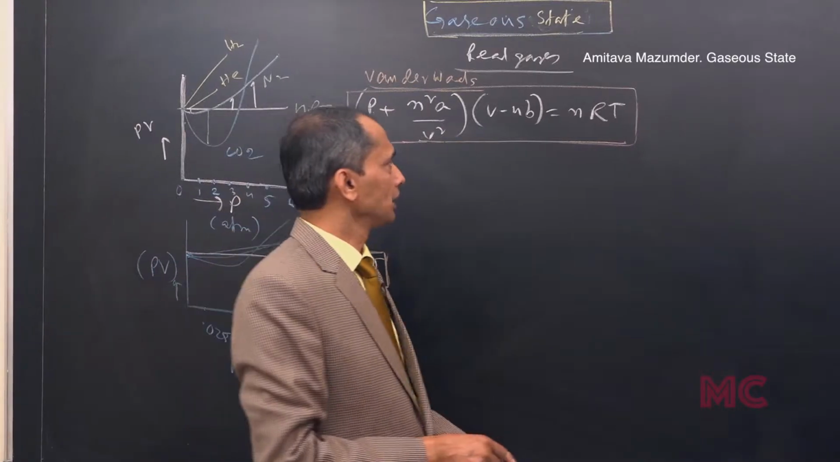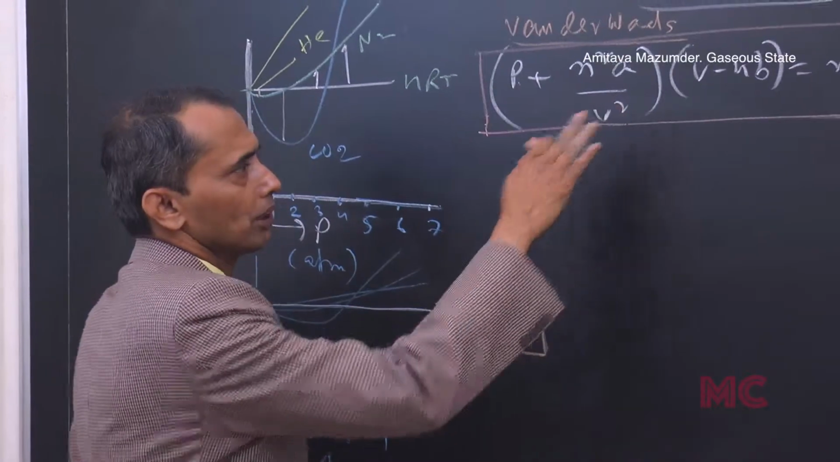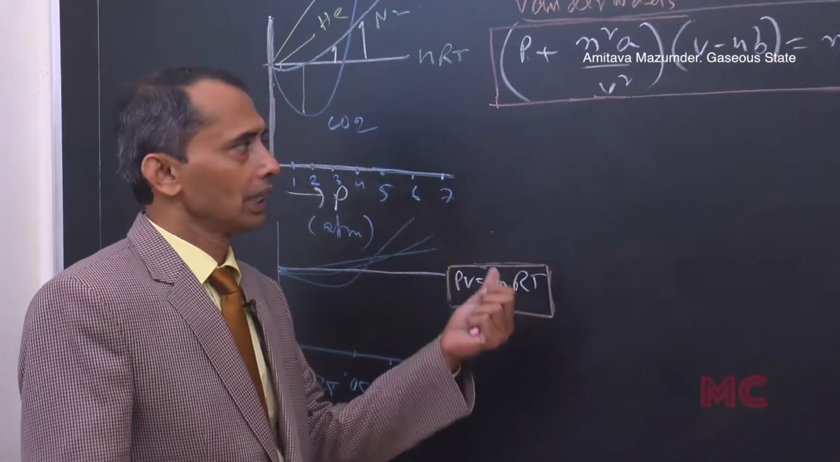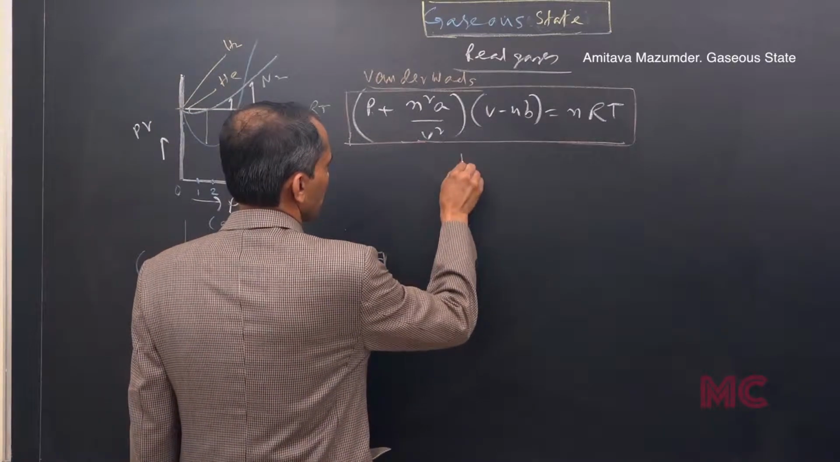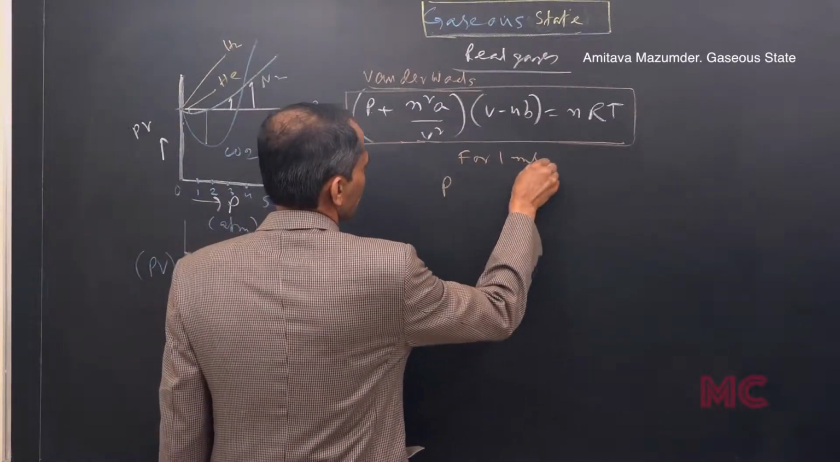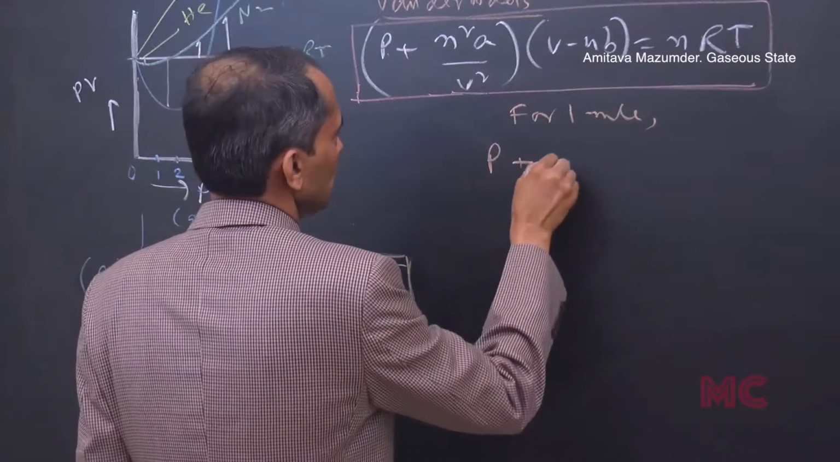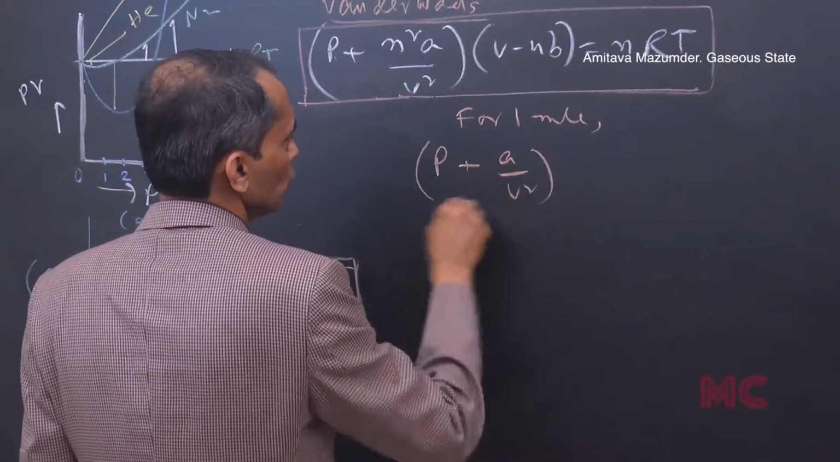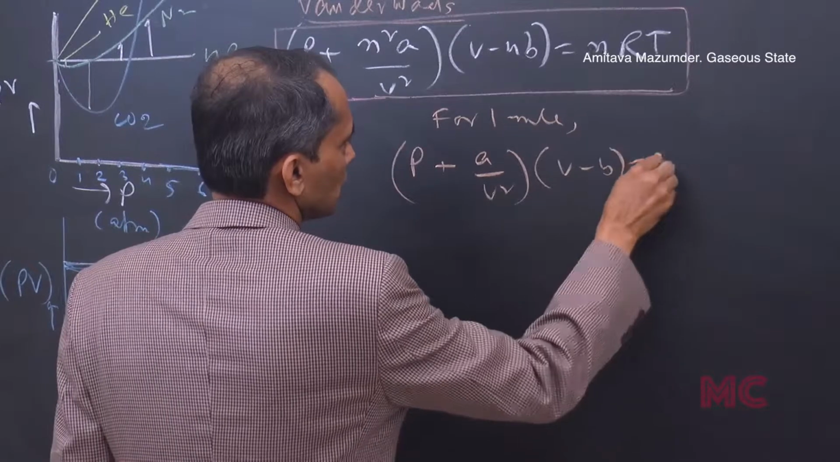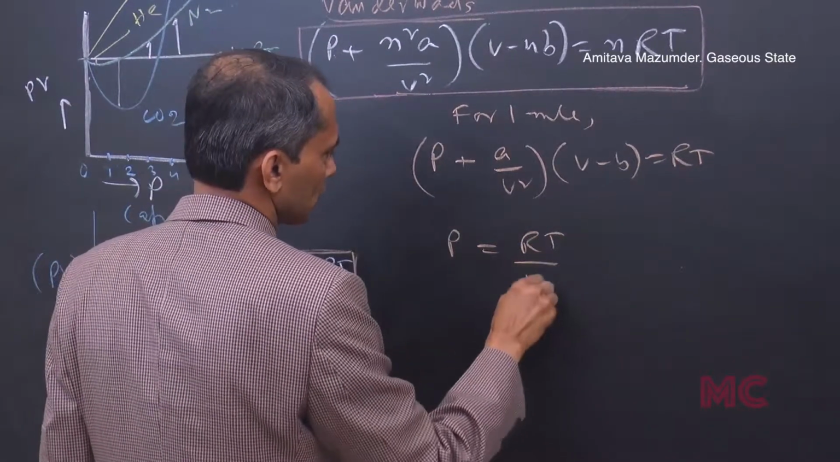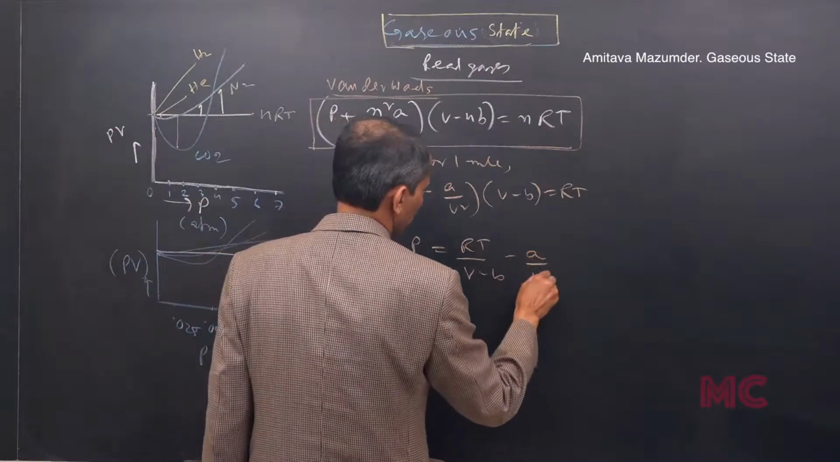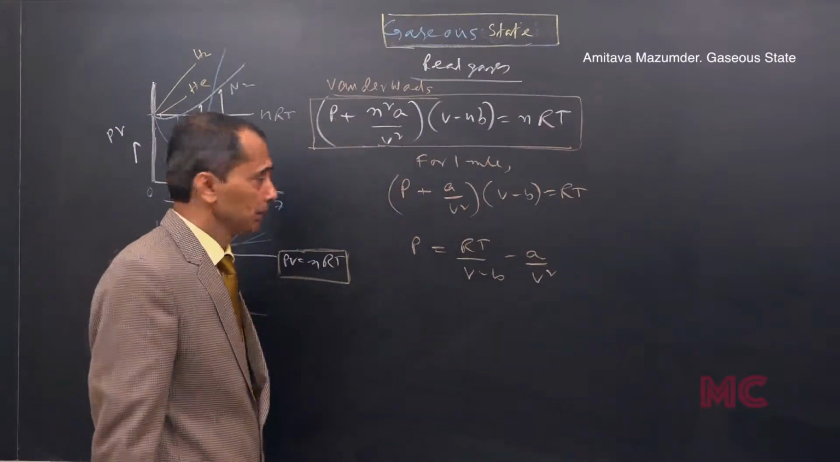So now we will see that (P + n²a/V²)(V − nb) = nRT. We'll again come back to the van der Waals equation. For 1 mole of gas we can write (P + a/V²)(V − b) = RT. So we can write P = RT/(V − b) − a/V². This is the equation we get basically.